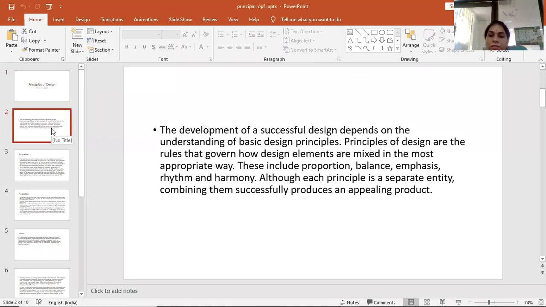The development of a successful design depends on the understanding of basic design principles. Principles of design are the rules that govern how design elements are mixed in the most appropriate way. These include proportion, balance, emphasis, rhythm, and harmony. Although each principle is a separate entity, combining them successfully produces an appealing product. And we have to have knowledge of all principles of design and elements of design to become a successful designer.